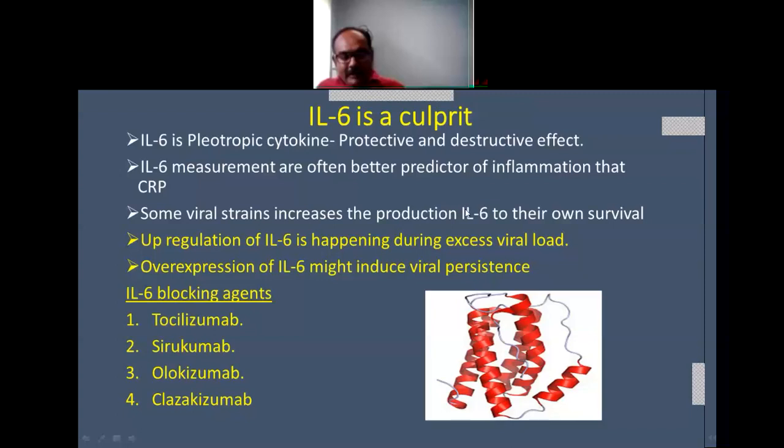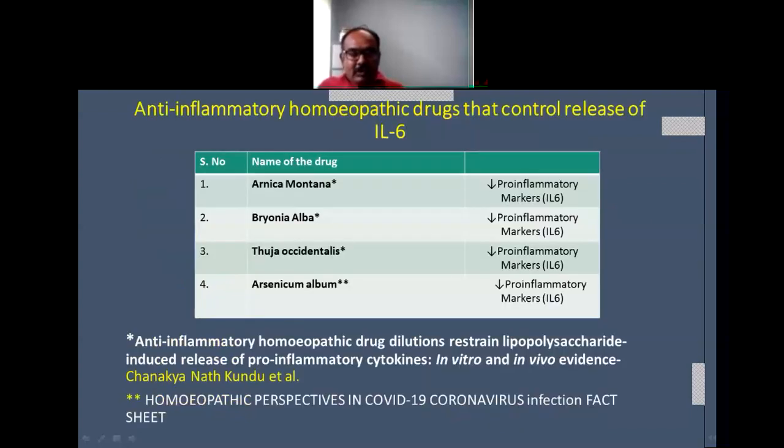So in modern medicine, they give anti-IL-6 antibodies. Tocilizumab is the main component. Actually, it's a drug given as an IL-6 blocking agent. Next. So anti-inflammatory homeopathic options are also available.